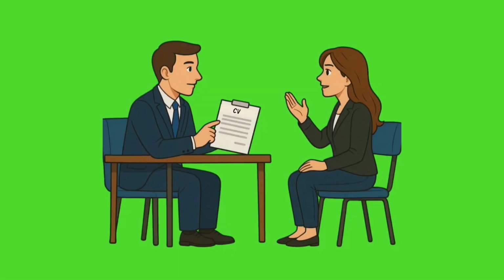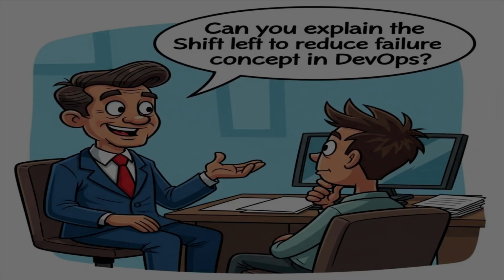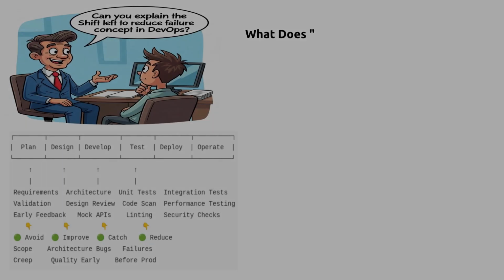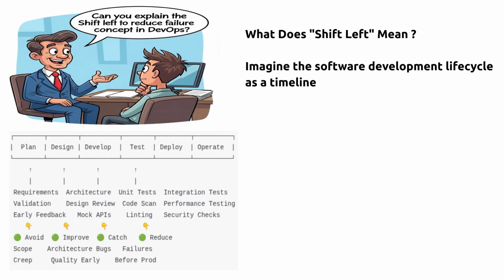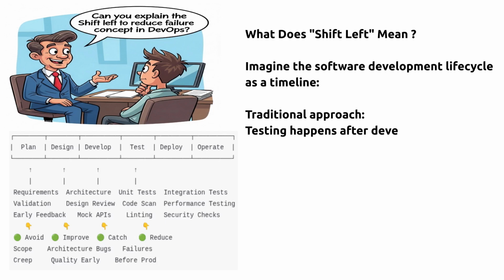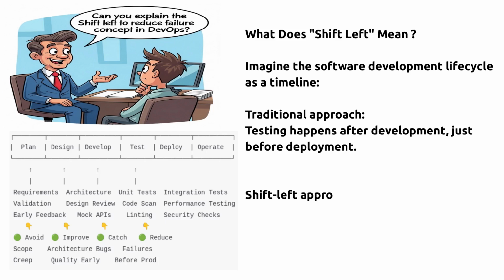Next up, here's a question that often comes up in real-world scenarios. Can you explain the shift left to reduce failure concept in DevOps? Imagine in SDLC, the phases are lined up like this: planning, design, develop, test, deploy, operate. So here testing happens after development. In shift-left testing, testing has to be shifted to the early stages of SDLC, like towards planning.